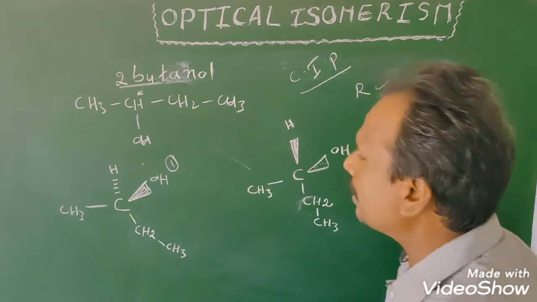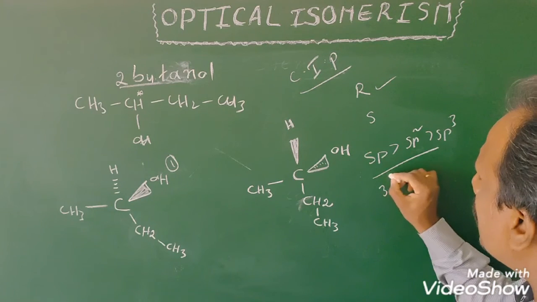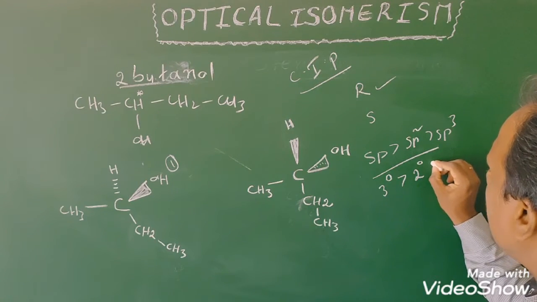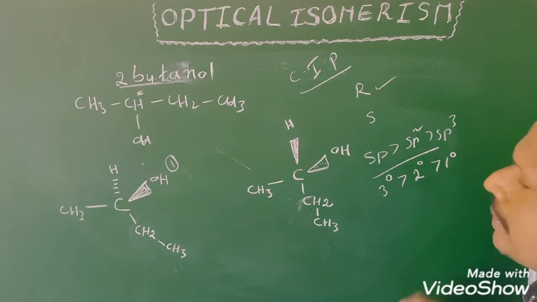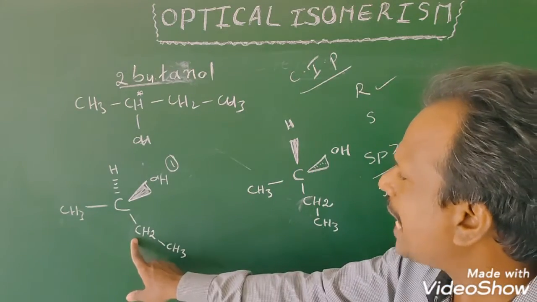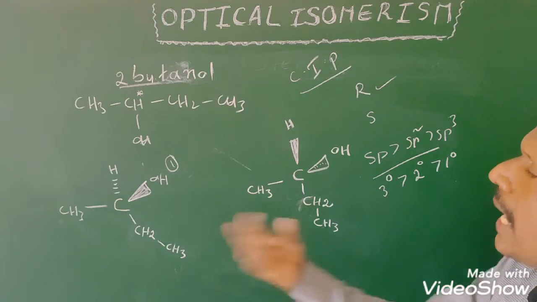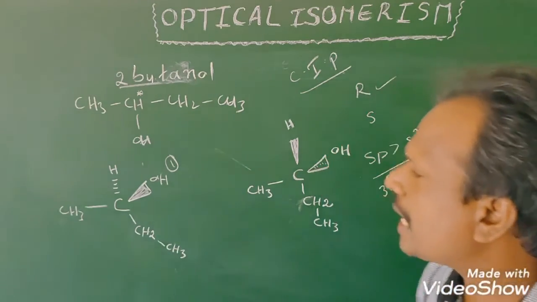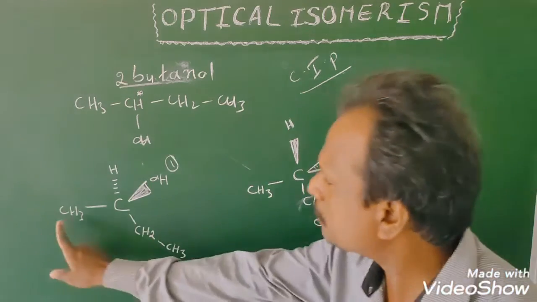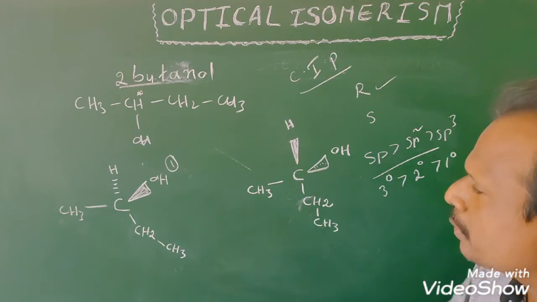If hybridization is the same, then priority is given depending upon the nature of carbon. Tertiary carbon has more priority than secondary, and secondary has more priority than primary. Here, the first one is sp3 carbon, and this is also sp3 carbon. Hybridization is the same, so the second point is the nature of carbon. What is primary carbon? The carbon which is linked to one carbon is called primary carbon. This one is primary carbon, and this one is secondary carbon, linked to two carbons. So priority will be given to secondary carbon.